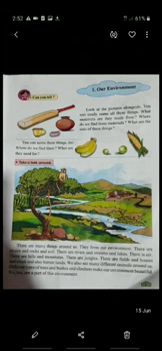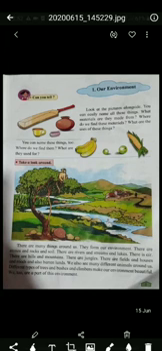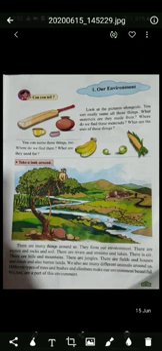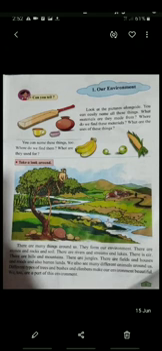Now what are the uses of these things? If you see, first one, bat. Bat is used to play cricket. Pot is used to store water. Cup is used to drink milk, tea, etc. Then this thread is used to stitch clothes.